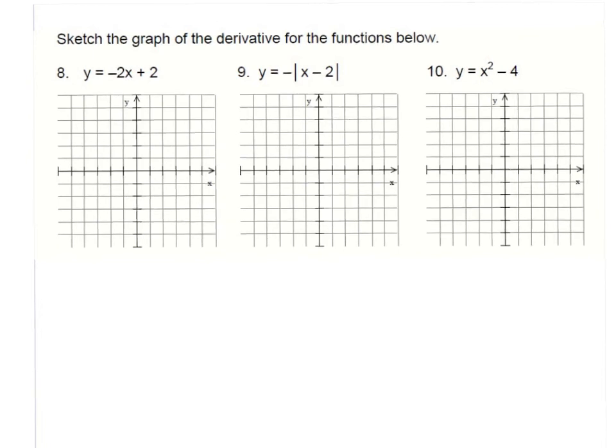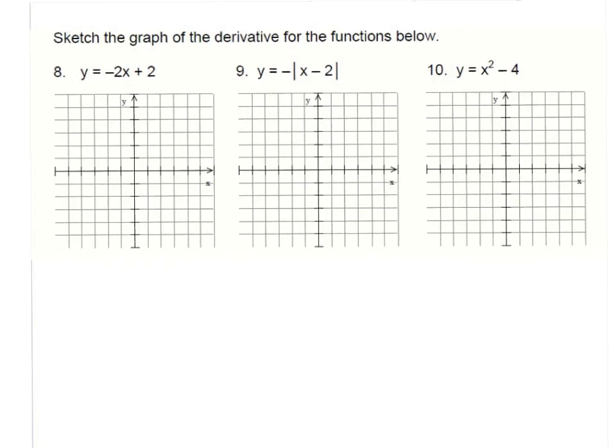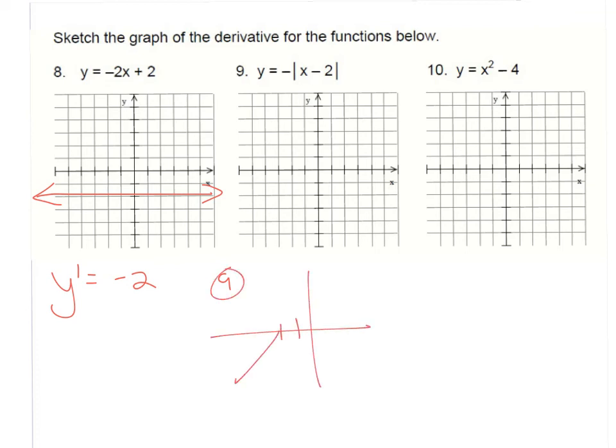Okay, sketch the derivative. Let me find y prime. All right, so that's going to be a horizontal line here at -2. I can't do that for 9. Let me graph the original for 9. You could use your calculator to graph that. And this is a positive slope of 1, and this is a negative slope of 1. And at -2, there is no derivative because it's a sharp point. There was a slope of positive 1 and a slope of -1.